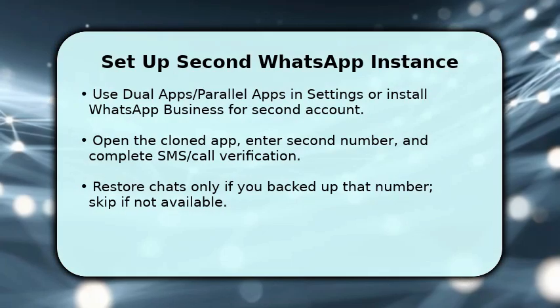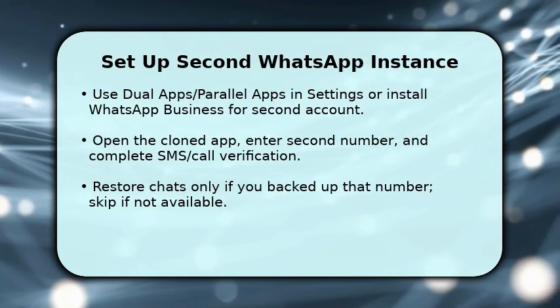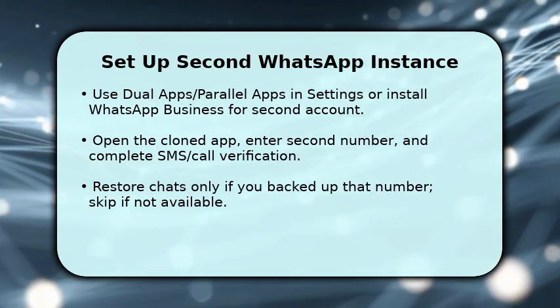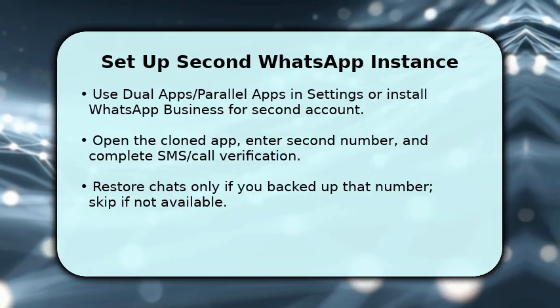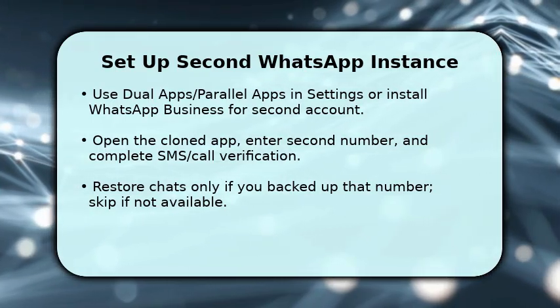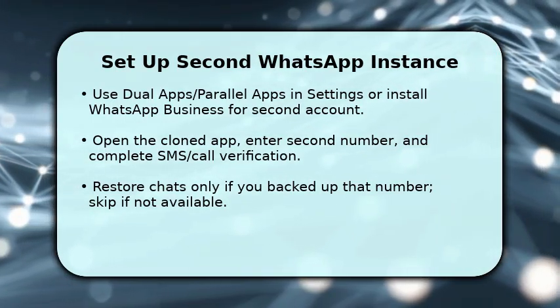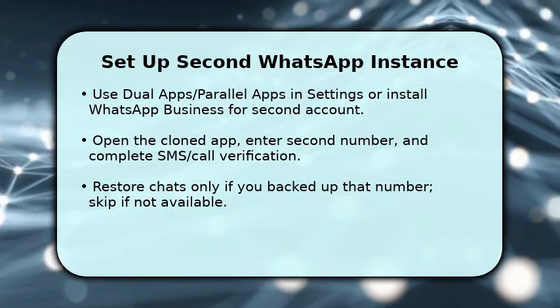Now set up the second instance. Enable dual apps or parallel apps in your phone settings, or install WhatsApp Business as an alternative app. Once the cloned app is ready, open it and enter the secondary SIM number. You will receive an SMS or call for verification.